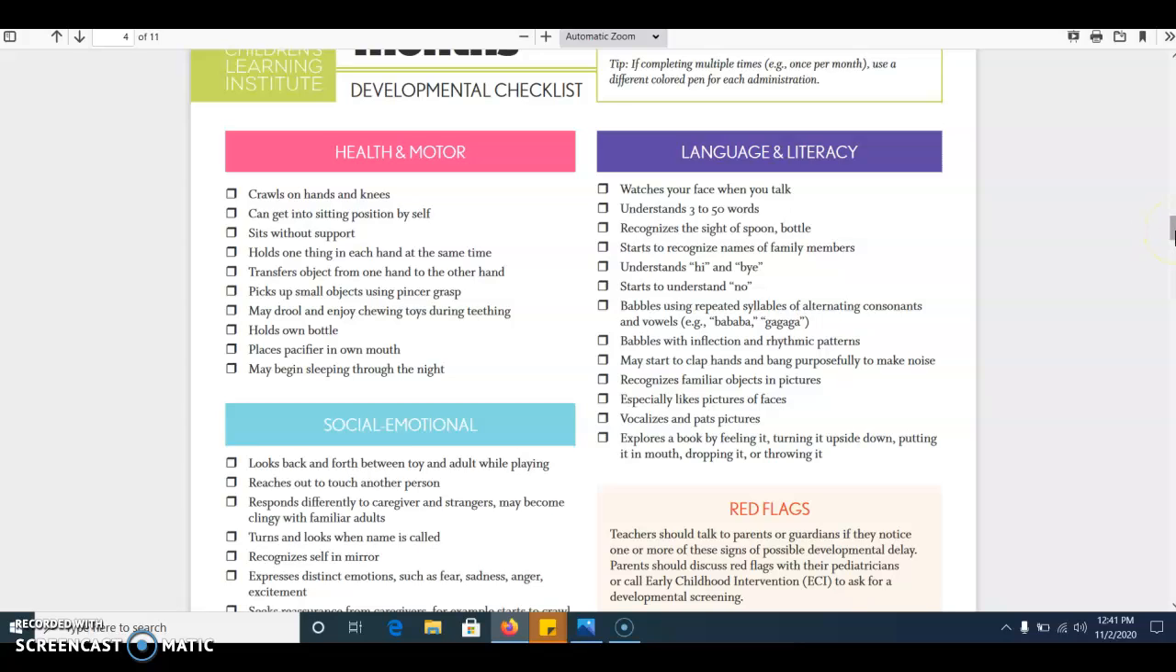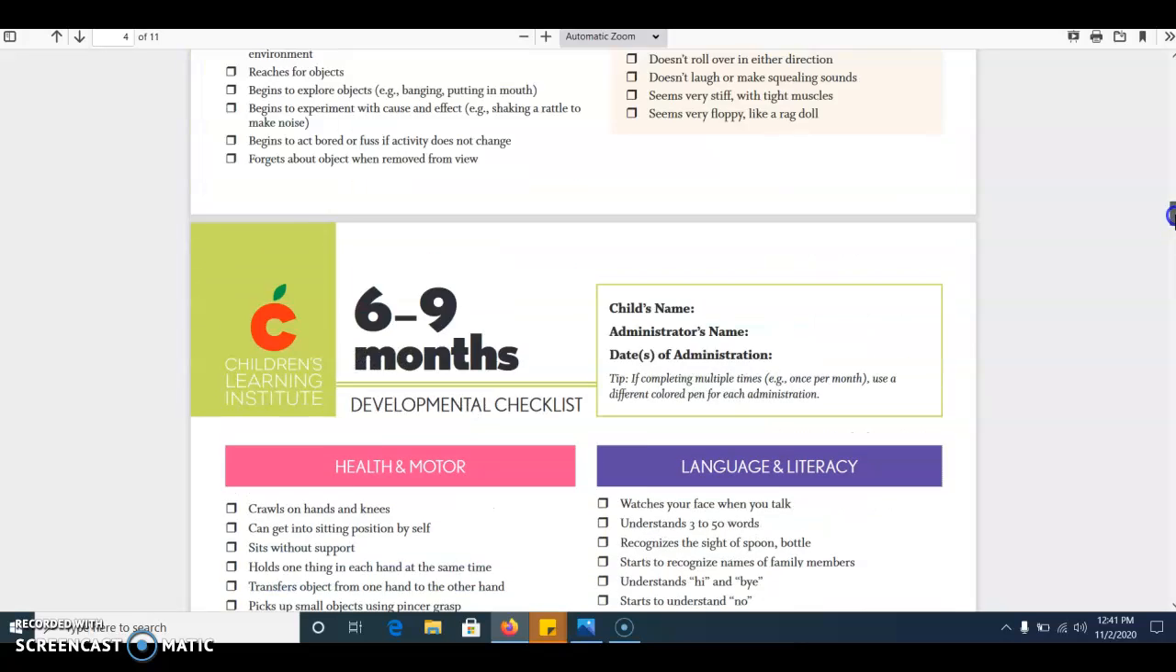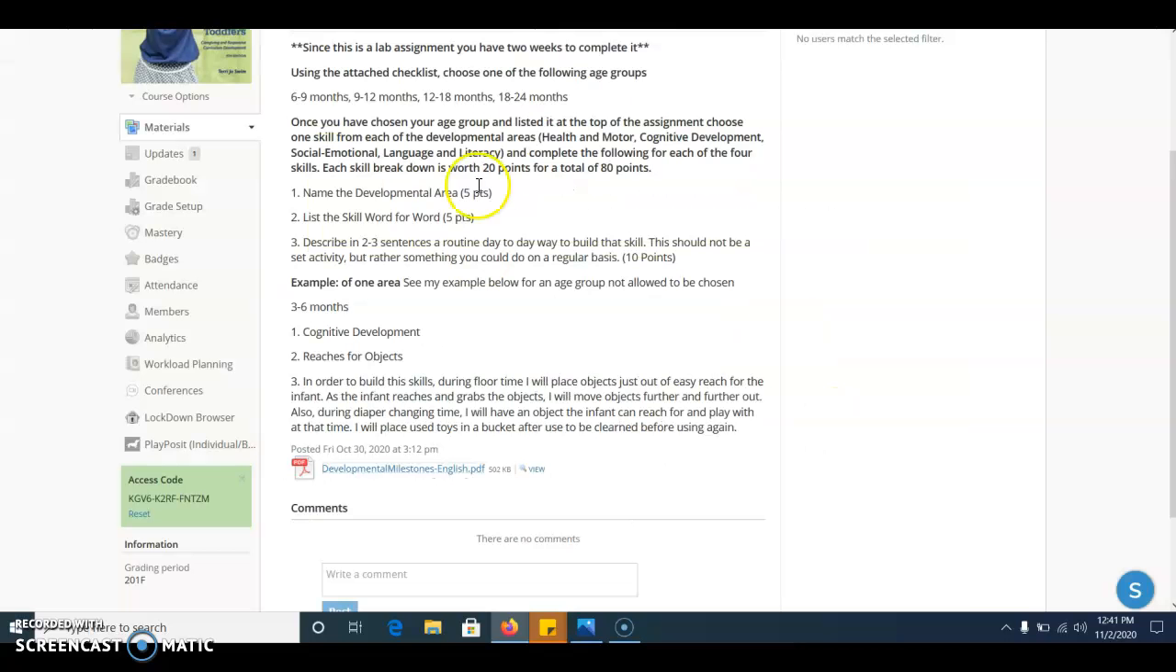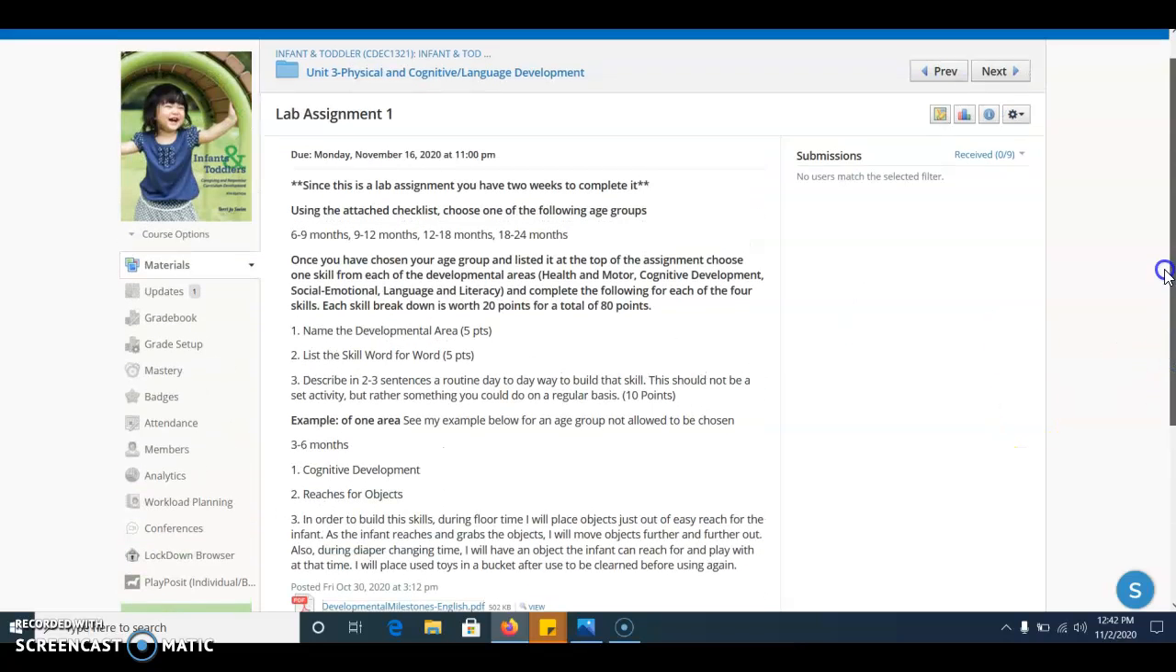Since this is a lab assignment, I like to give 2 weeks for it. And it's 80 points, 20 points for each of the 4 areas. It's presented in this unit, but it's not due until the next unit.